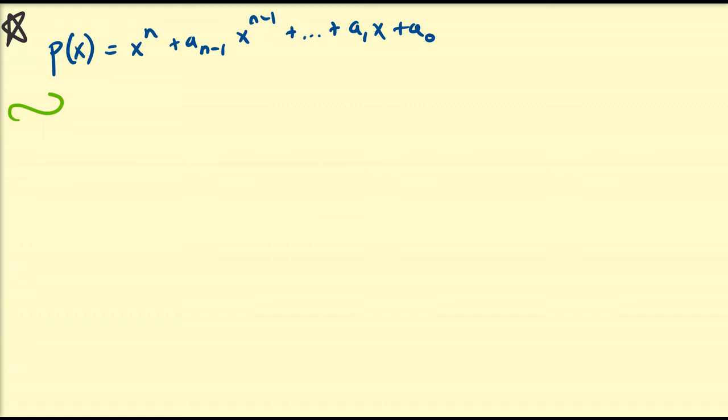Hello there. In this video we're going to continue our discussion on looking for all of the zeros of a polynomial function p of x. We're going to restrict our discussion from the fundamental theorem of algebra to the set of rational numbers and discuss a particular theorem known as the rational zeros theorem.